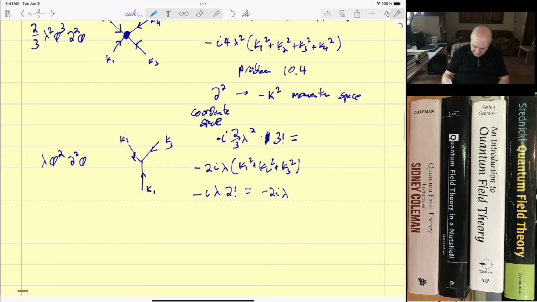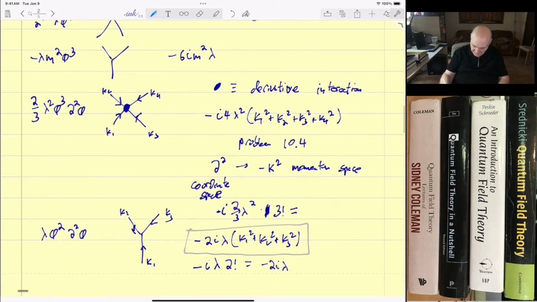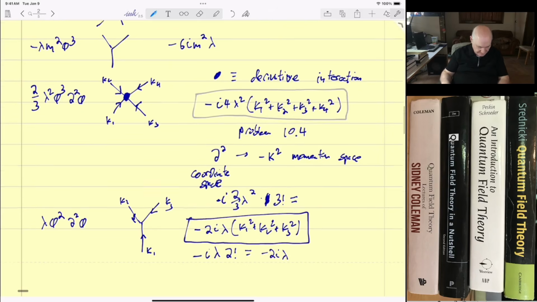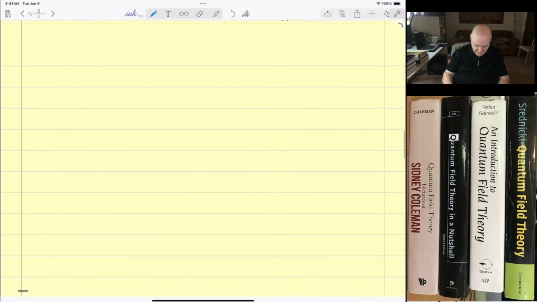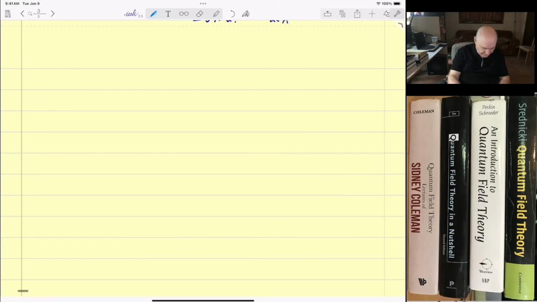Okay, but anyway, let me put a box around this for a 3-point vertex, and a box around this for a 4-point vertex. Okay, so I think I'll do this in one video and I'll finish it. It's not that hard. So now we're going to do part B.